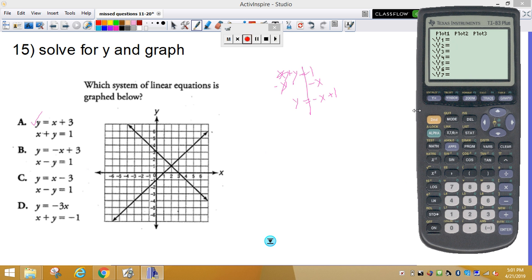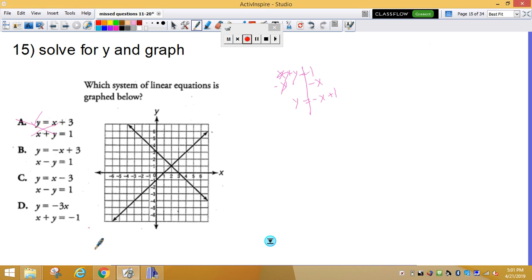So the top one was x plus 3. That one was already solved, luckily. Saved me some time. This one's going to be negative x plus 1. Let's graph it. See what it looks like. Does this graph look like the graph that it gave me here? No, it does not. So A is wrong. A is not it. So let's try B.